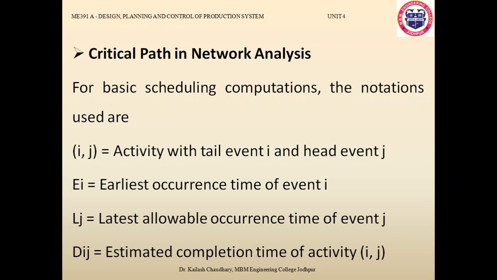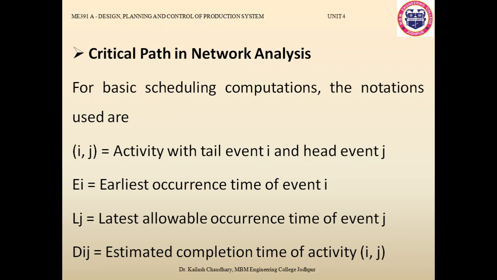And to understand this critical path method, certain parameters, certain quantities are required, as shown on the screen. Suppose an activity is shown by ij, where the tail event is i and the head event is j. Ei is the earliest occurrence time of any event i, while Lj is the latest allowable occurrence time of event j. So for each and every event there is the earliest time and latest time. So we always need to consider these two timings to get the critical path.